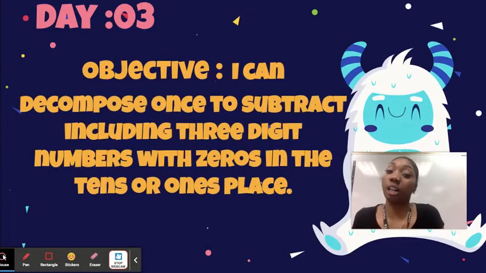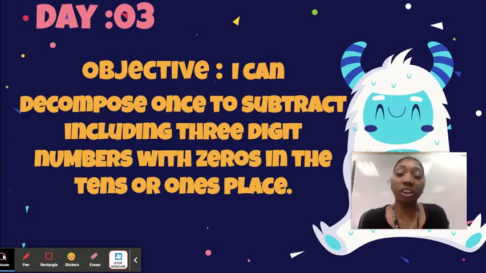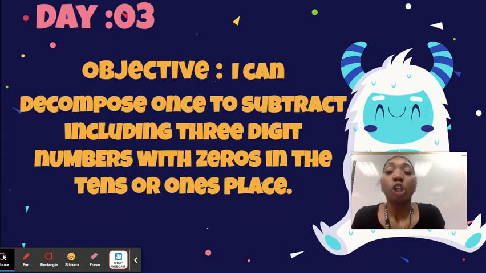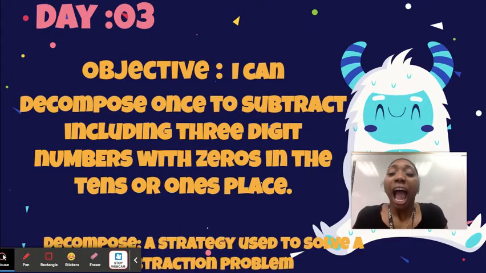So let's look at our objective for today. Our objective is I can decompose once to subtract, including 3-digit numbers with zeros in the tens or ones place. Remember, our objective every day is our goal that we want to achieve by the end of our lesson. Today, our job is to decompose once to subtract, including 3-digit numbers with a zero in the tens place or in the ones place. And I know what you're thinking. Well, what does this word decompose mean?